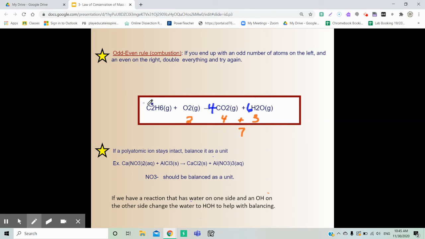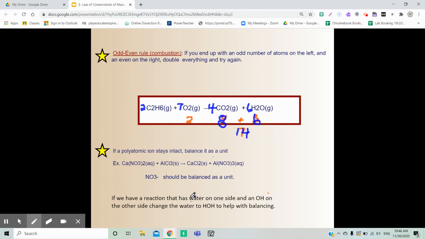So let's go back and double check. I now have 4 carbons, so I'm going to put a 2 here. I now have 4 carbons. I have 12 hydrogens. Oh, perfect. I have 12 hydrogens. I now have 8 plus 6. So this is now 8. And this is 6. That makes it 14 oxygens. I have 2, so they're both even numbers. So I'm going to use 7 here to make up for that 14. So that's the odd even rule again as a quick show.